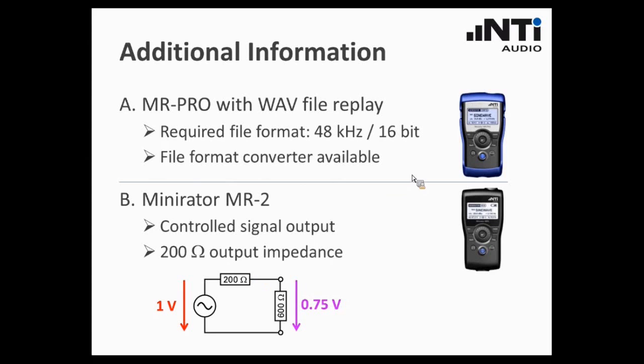So with the MR-PRO, you are on the safe side. It will always create the correct level, or it will indicate that it's not able to do it. With the MR2, you have to consider the actual situation by considering the load impedance of your connected device.